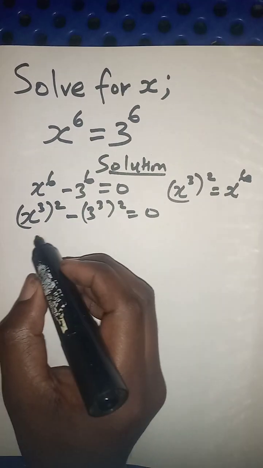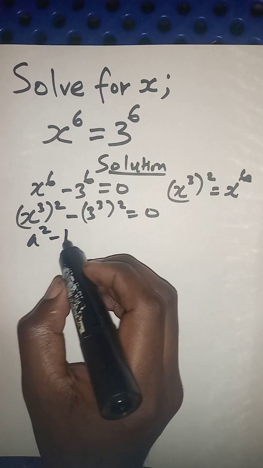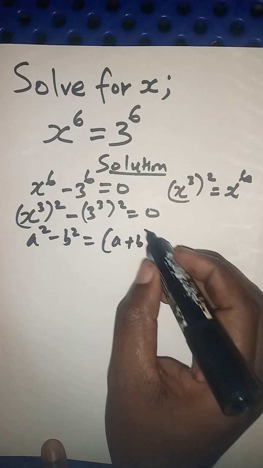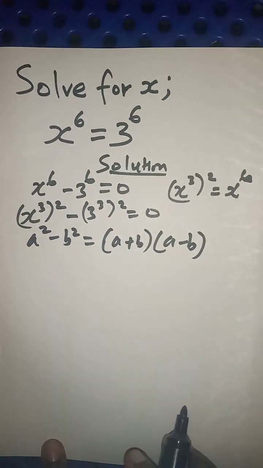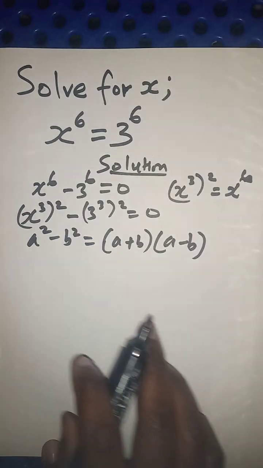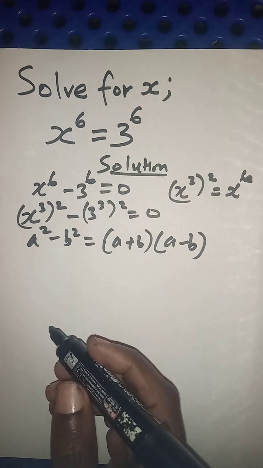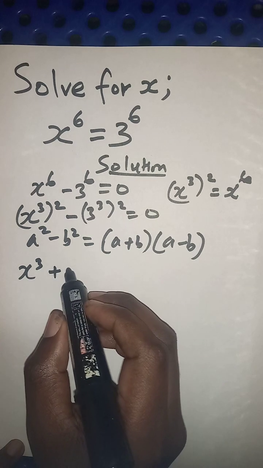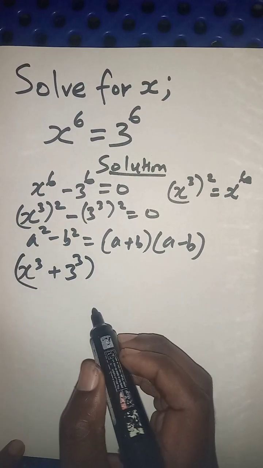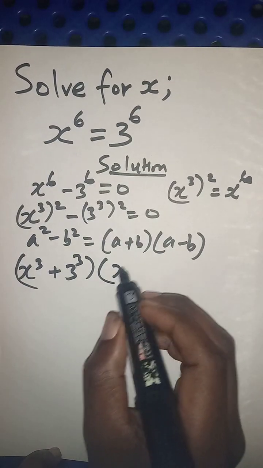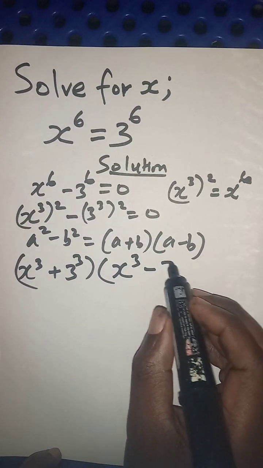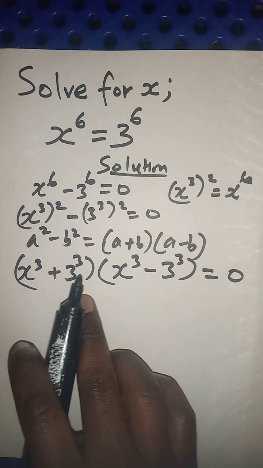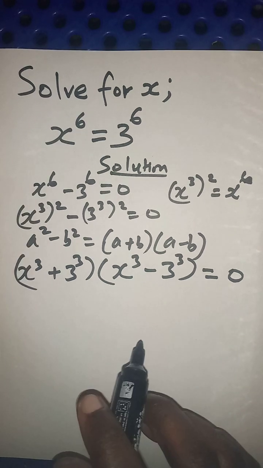Then this equation obeys the law of a squared minus b squared, which can of course be expressed as a plus b, a minus b. So rewriting this in this particular form, I'm going to get x cubed plus 3 cubed as my first part. The second part is going to be x cubed minus 3 cubed, equal to 0. So I have two possible equations from this particular point.